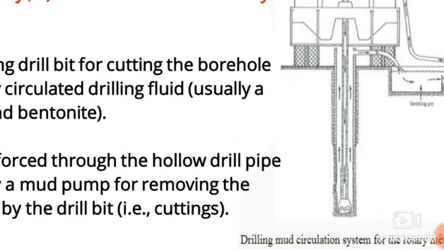Okay, so when the drill bit is rotating, what will happen? This fluid will also be present at the bottom. This fluid will be injected at the bottom of the drill bit. Due to the jetting action of this fluid and the rotating effect of the drill bit, the soil will get loosened due to two forces: the rotating action of the drill bit and the jetting action of the water bentonite mixture.